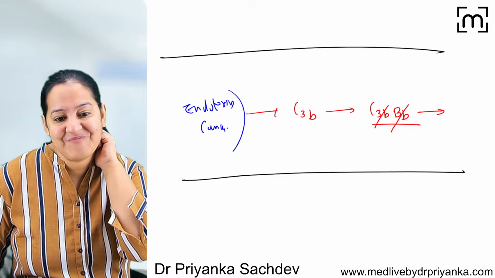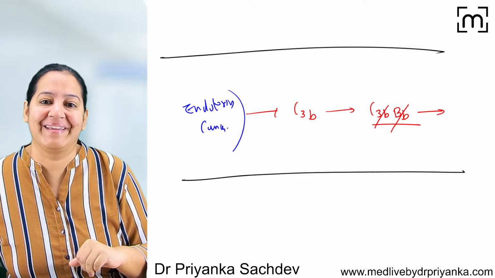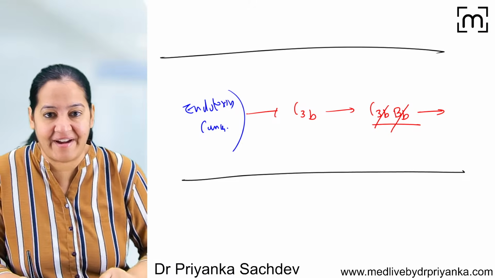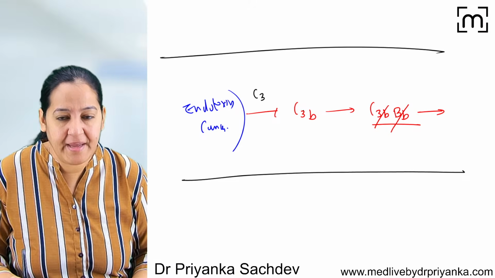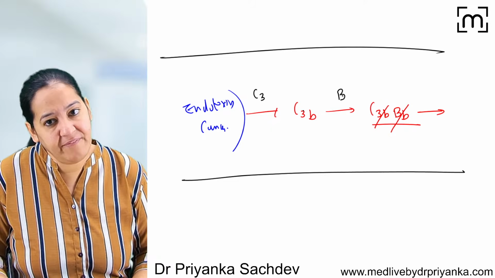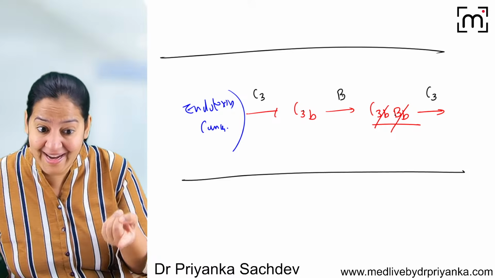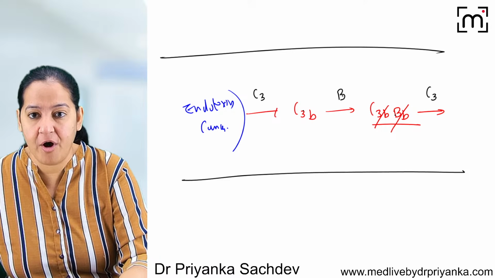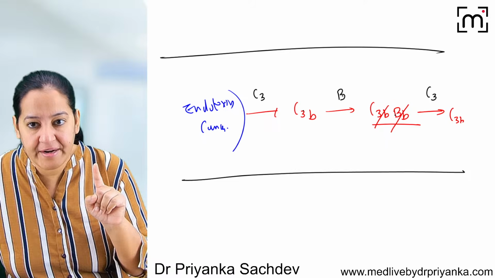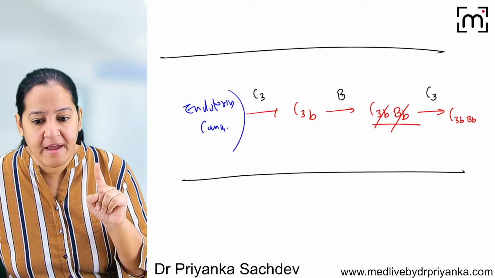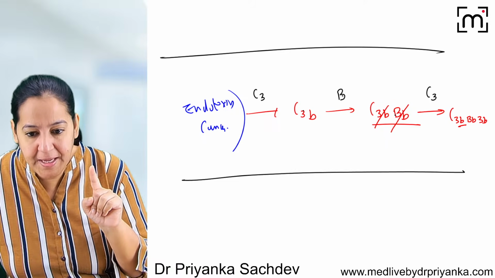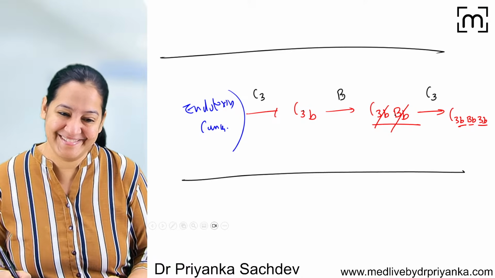What's next? It's again factor 3. Here we were having factor 3, and we took BB. Here we have factor B, again we took BB. Again I am taking the factor 3, and again C3B. So what will form? C3B is already there, BB is already there, and again C3B. So 3B, BB, 3B. Got it?